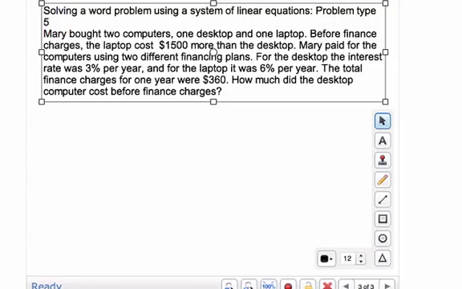This is solving a word problem using a system of linear equations, problem type 5. So the first thing you need to do is read through the question and make sure you understand what it's asking you to do. It's telling you that Mary bought 2 computers, one desktop and one laptop.